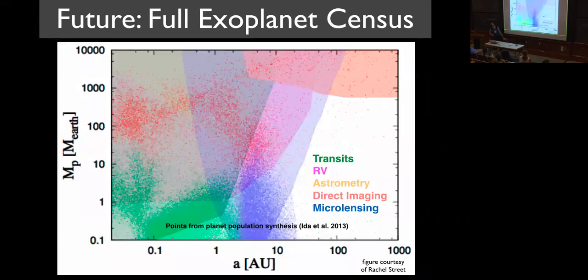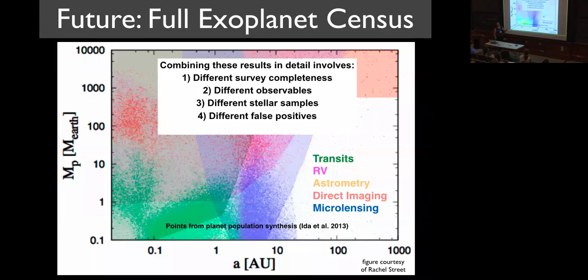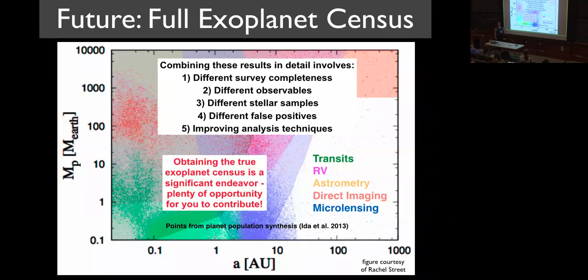All right, so to conclude, I'll leave you with this plot again. A big goal, and a lot of work to happen in the future with exoplanet populations, will be synthesizing all of this into one exoplanet census. So this is going to involve different survey completeness, different observables, which I didn't even really talk about, different stellar samples, thinking about different false positive scenarios, and then just improving our analysis techniques for populations to begin with. So to leave you with a thought, obtaining the exoplanetary census is a really significant endeavor, and there's plenty of opportunity for all of you to contribute.